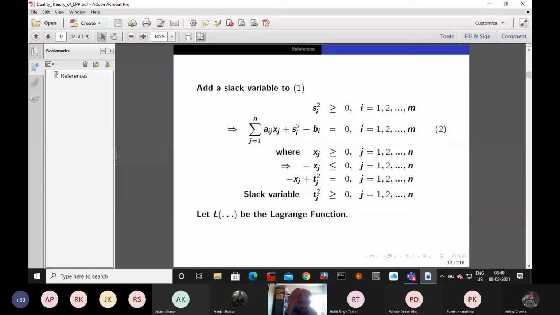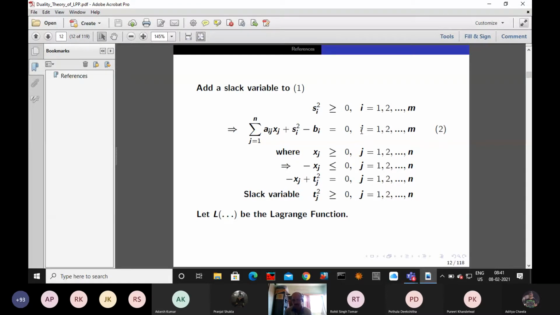So add slack variables to each of the inequations. As a result, we have the summation over j from 1 to n of a_ij x_j plus s_i square minus b_i equal to 0. Generally, in the Lagrange multiplier method, we use a minimization type objective function, and the constraints are all equality type. So here also all the constraints we have changed to equality type. Once you include slack variables, it becomes equality type, then you subtract b_i, equal to 0. This is the trick.